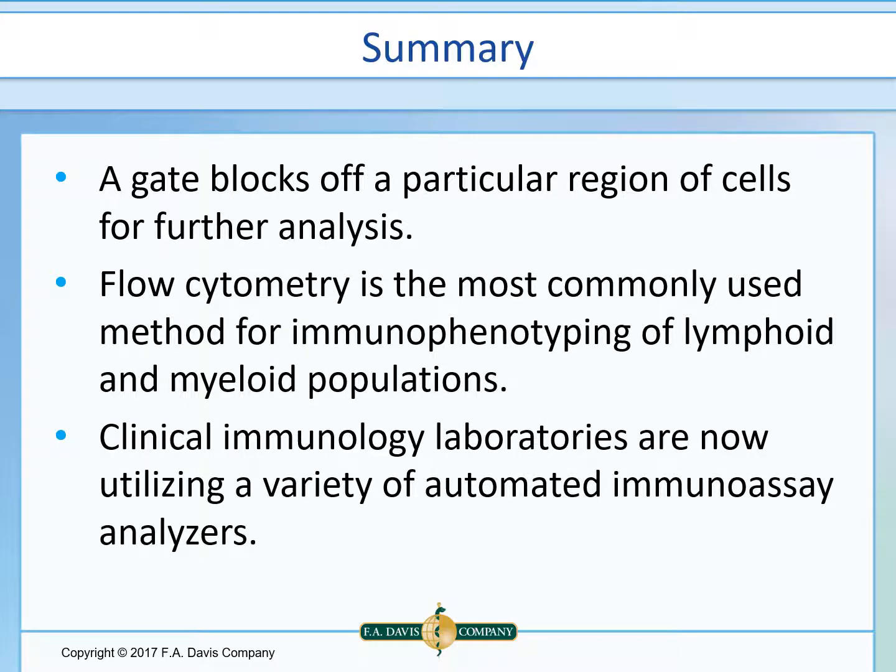Gating is used to block off a particular region of cells to be analyzed further. Flow cytometry is the most commonly used method for immunophenotyping of lymphoid and myeloid populations, and clinical immunology laboratories are now utilizing a variety of automated immunoassay analyzers in addition to flow cytometry for assessing various immunologic disorders and diseases.